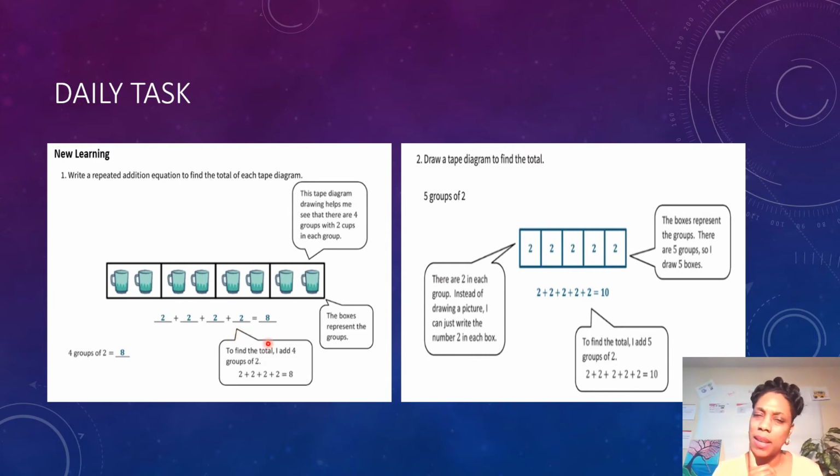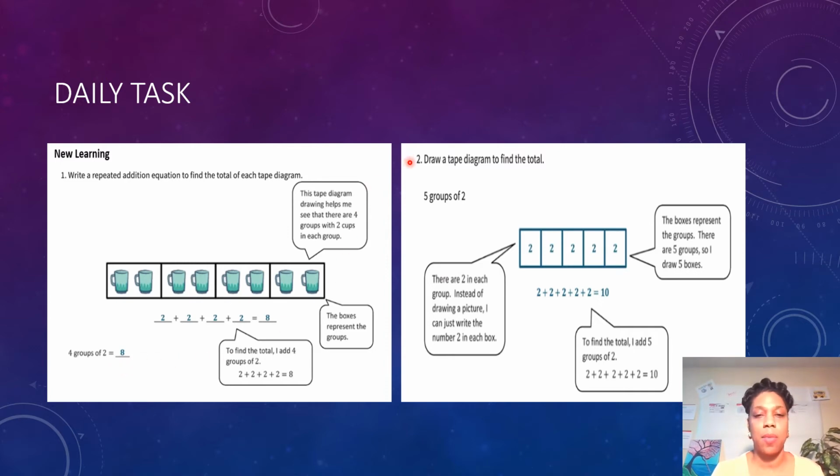Do I see something that repeats itself there? What number? If you said the number 2, you are correct. So I'm adding 2 four different times. So I can also say 4 groups of 2 equals 8. Let's look at the next example.